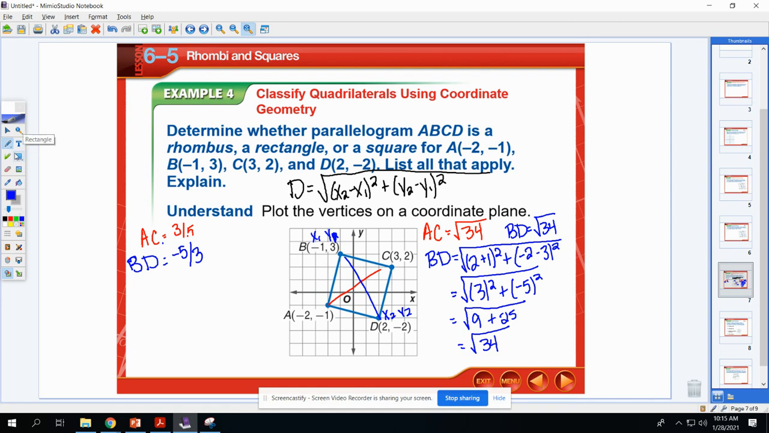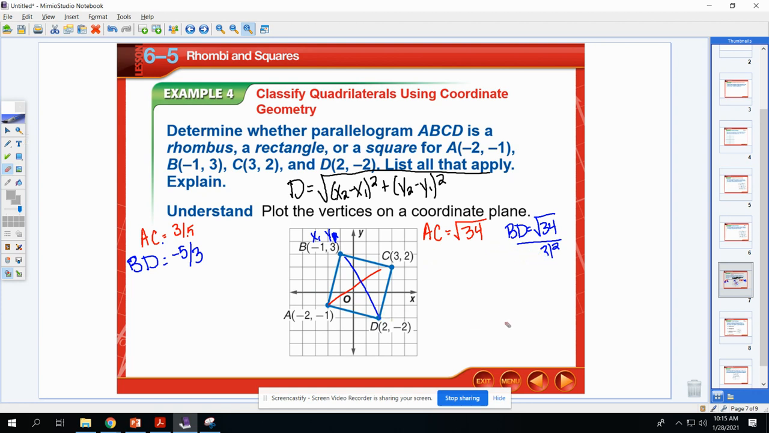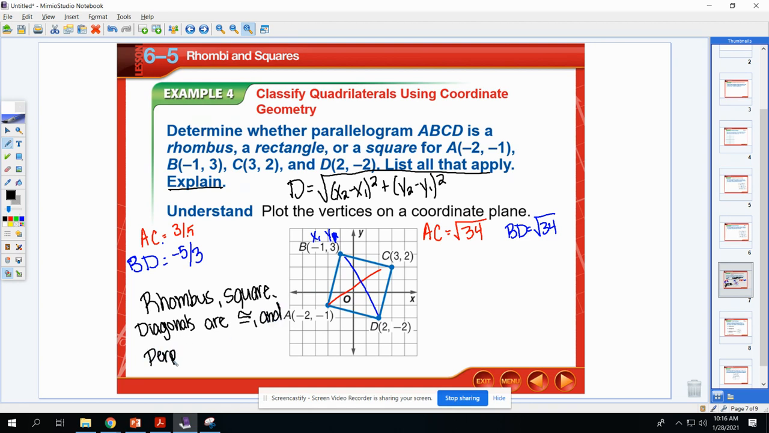So since we know all of this information now, we should be able to make the conclusion that not only is this shape a rhombus, but this shape is also a square. So rhombus and square. And if we were to explain this, we would say diagonals are congruent and perpendicular. So that tells us that this is a square and a rhombus.